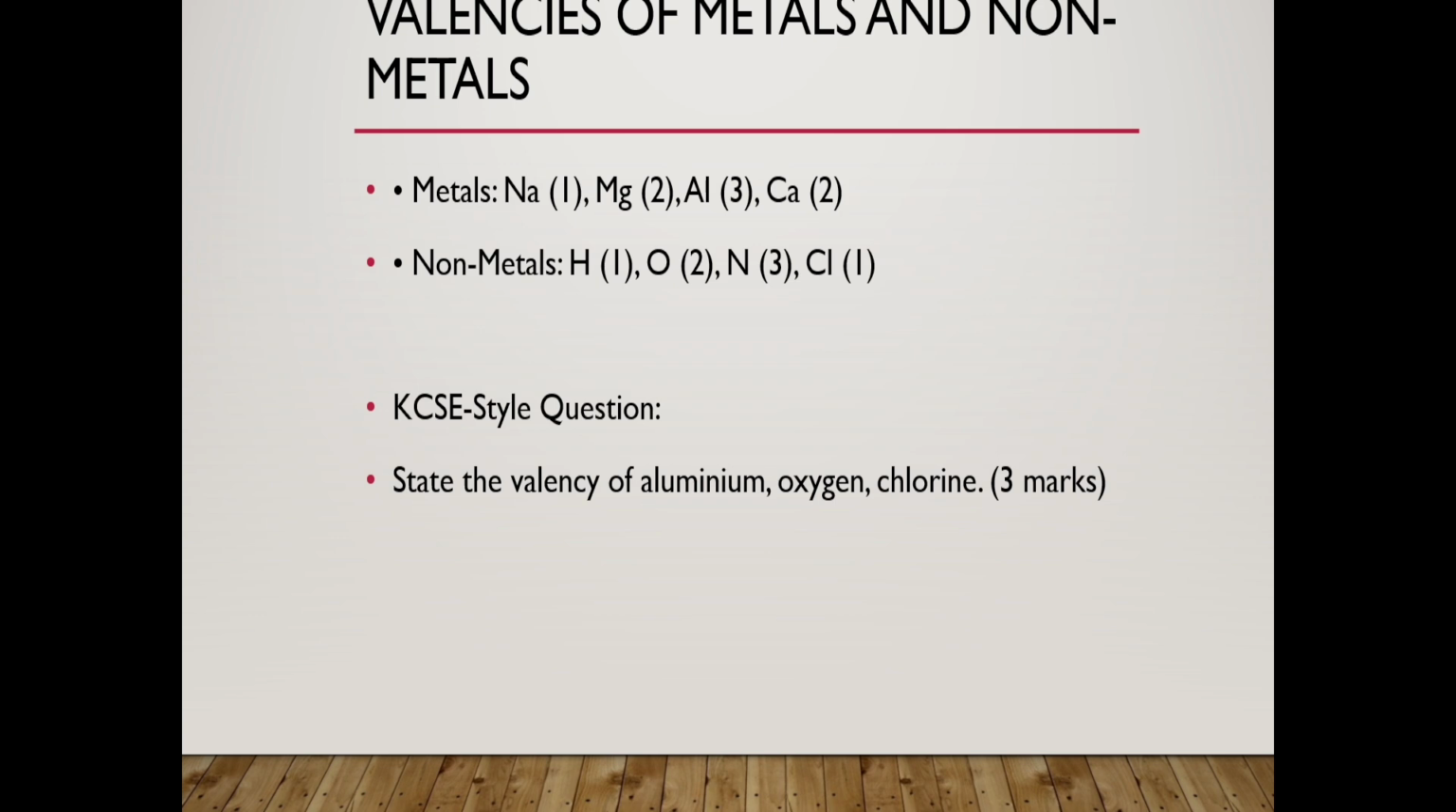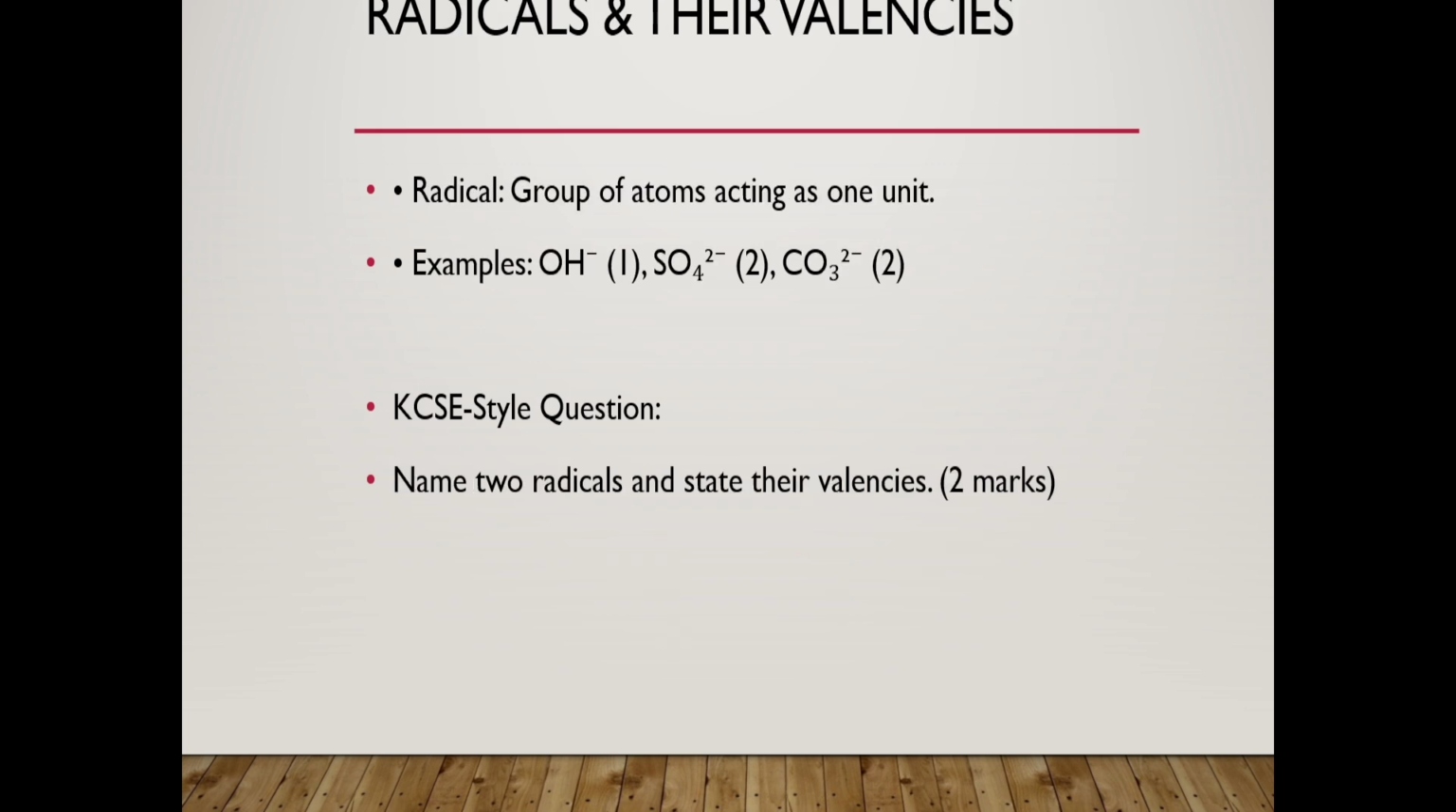So aluminium has a valency of 3. Aluminium is written as 2,8,3. So obviously it has a valency of 3 because it loses 3 electrons. Oxygen has a valency of 2 because it gains 2 electrons. Chlorine has a valency of 1 because it also gains 1 electron. So very easy. Oxygen and chlorine are usually non-metals, while aluminium is a metal.